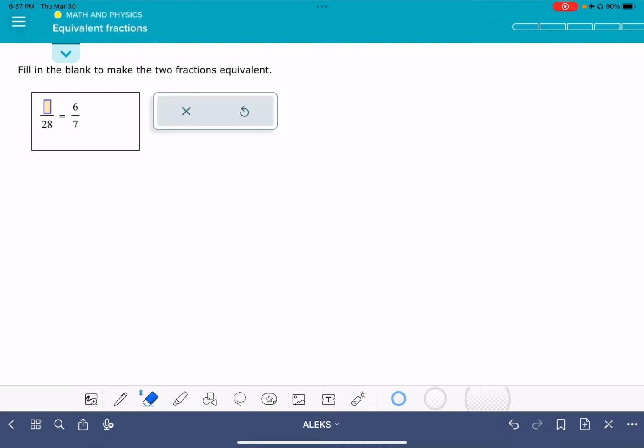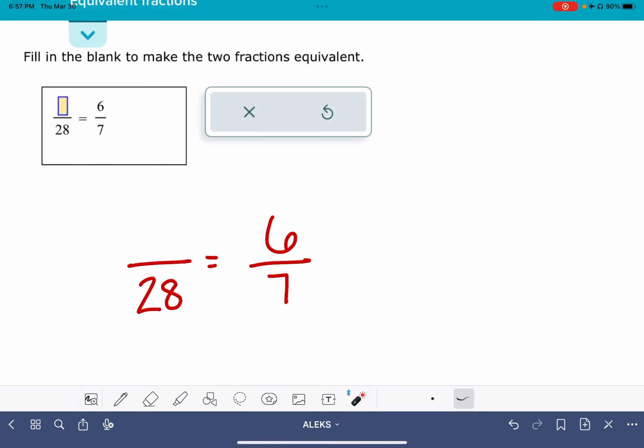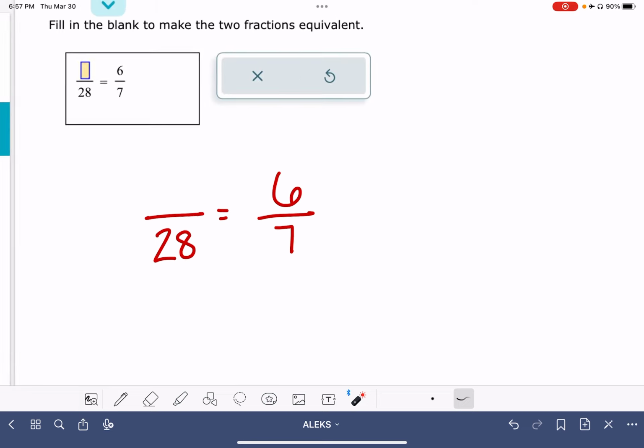In this video, we're going to work on the ALEKS problem called equivalent fractions. This tells me to fill in the blank to make the two fractions equivalent. So I'm going to write this a little bit bigger. I have something over 28, and that is equal to 6 over 7. And my job is to figure out what the value is of the numerator on the fraction on the left.